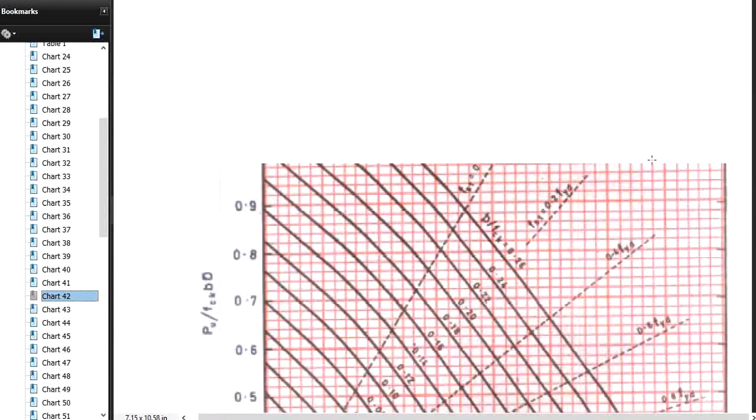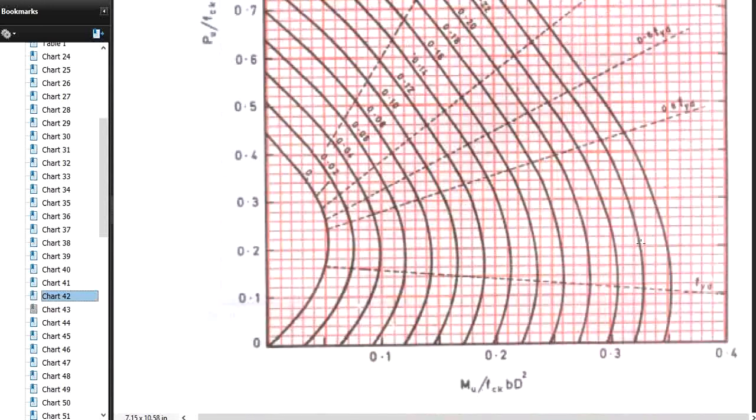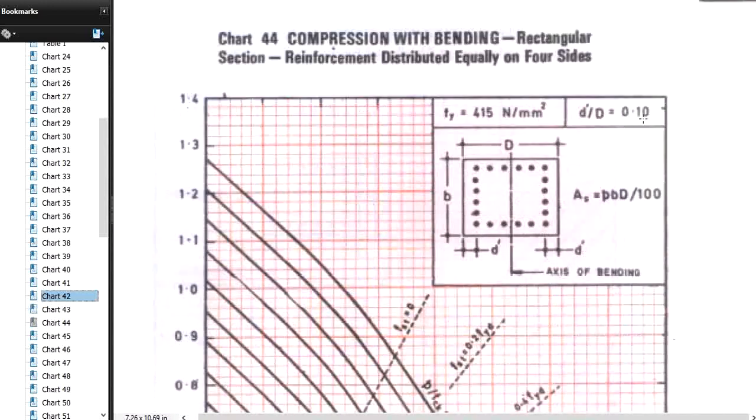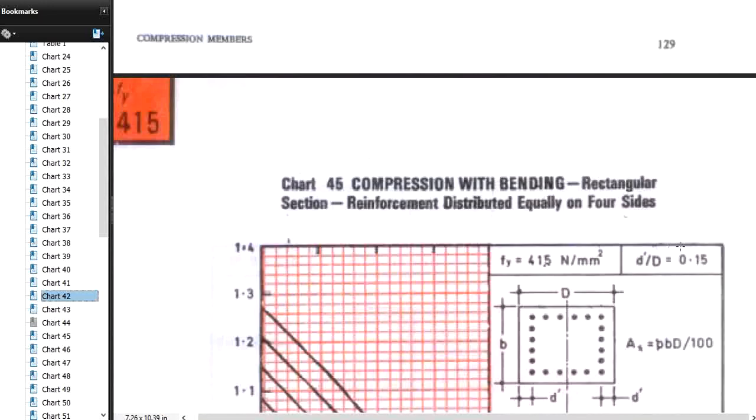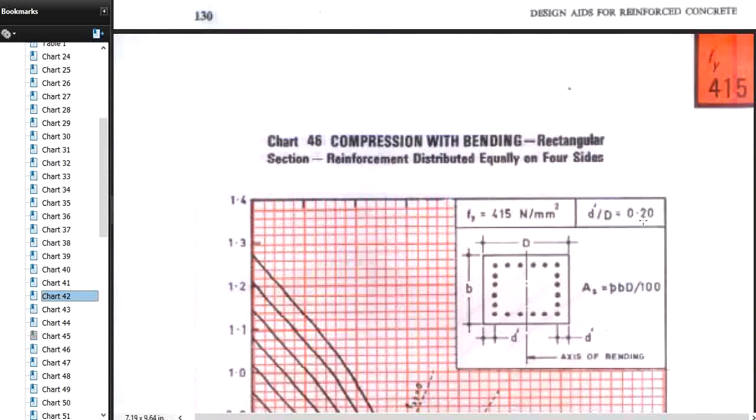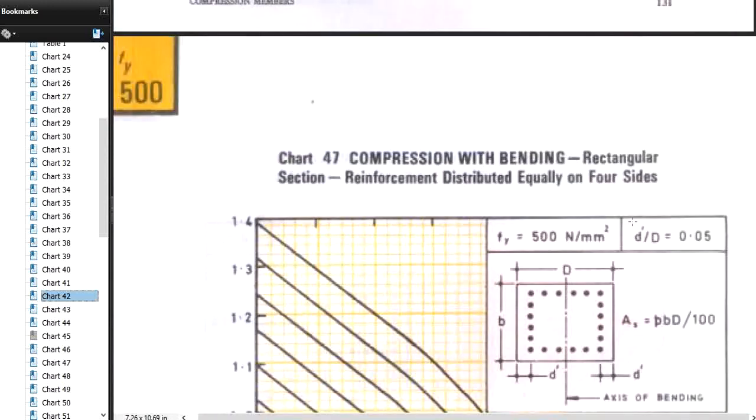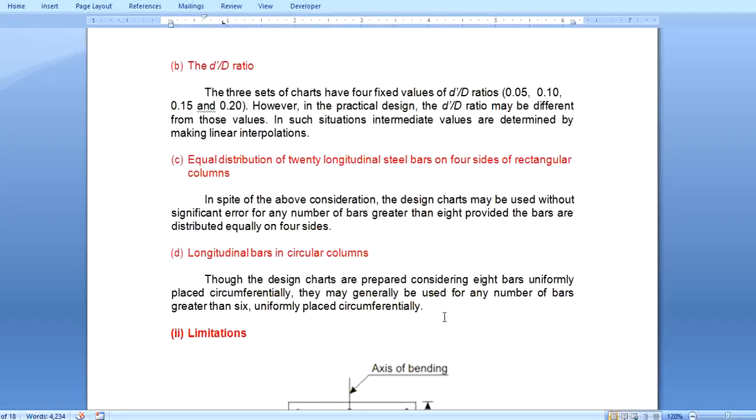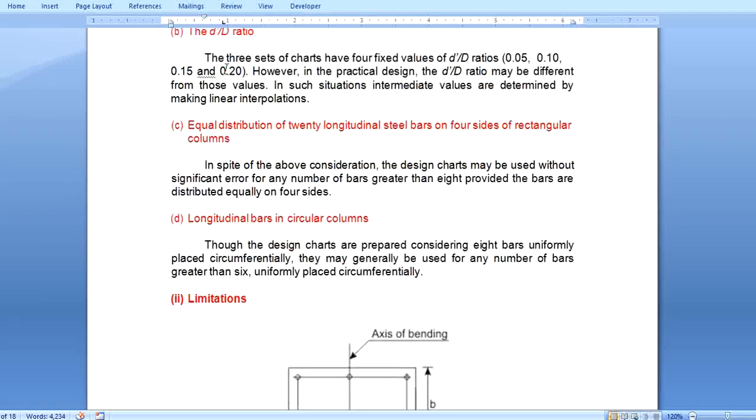Next, you can see it is applicable for 0.05. The next chart is applicable for 0.1. The next chart is applicable for 0.15 and the next chart is applicable for 0.2. If I go to the next chart, again 0.05 will come. So there are only four values of d dash divided by D covered. This is the limitation of those charts.